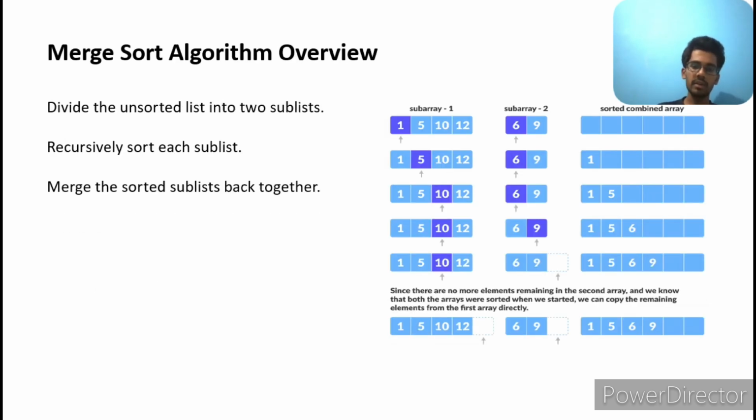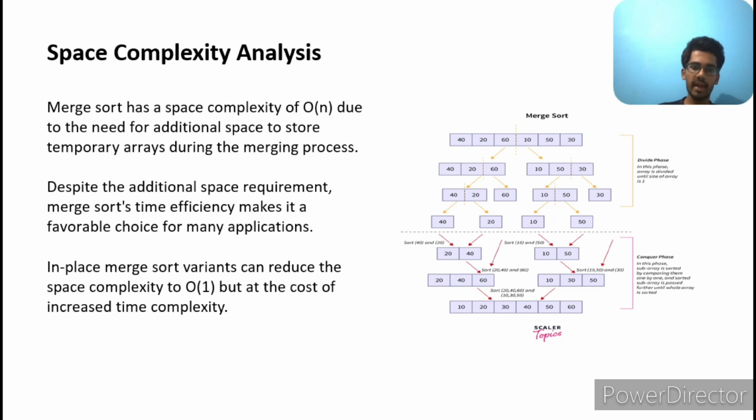Next, merge sort algorithm. These are the steps involved in the merge sort algorithm. For the beginning, divide the unsorted list into two sublists. Dividing the larger list into two sublists is the first step. Recursively sort each sublist, one after another. At the end, merge the sorted sublists back together.